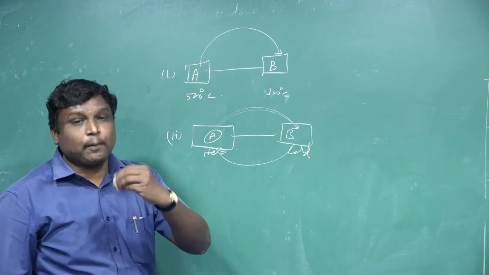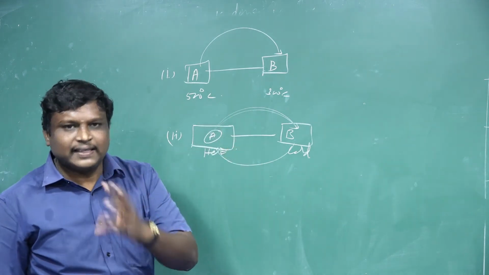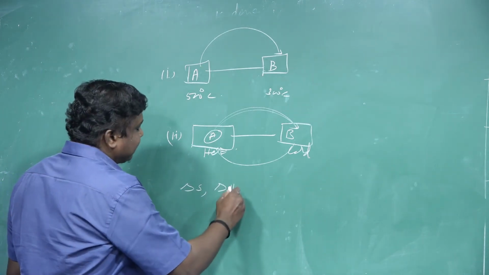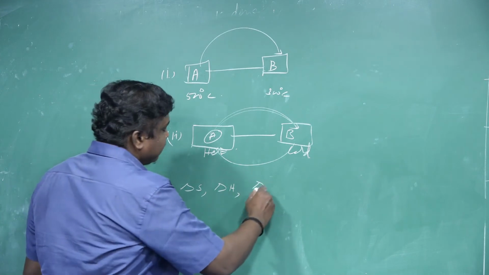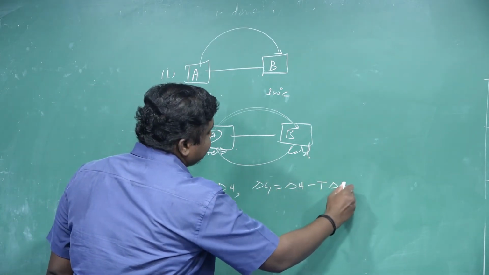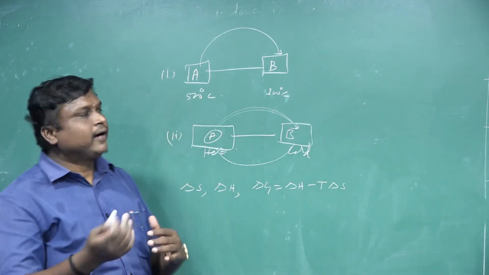Here, what is the temperature effect on the spontaneity of a process? First del S, next del H, next del G. Del G equals del H minus T del S. What are the conditions at low temperature and at high temperature?